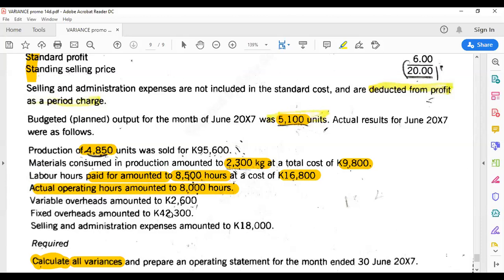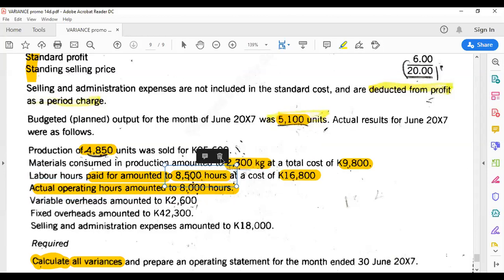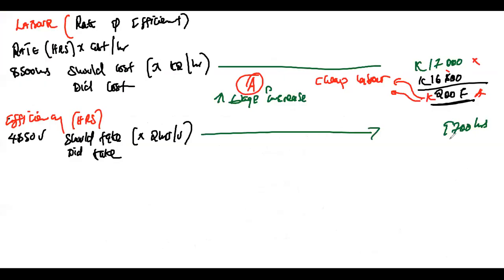When you are working out the efficiency, you look at the actual hours worked, not paid. The actual hours worked for those units were 8,000, but they ended up paying for 8,500. So there was some idle time here. When we deal with efficiency, we go with the actual hours worked. They worked for 8,000 hours. Remember that point, it may just mean the difference between 49 and 50.